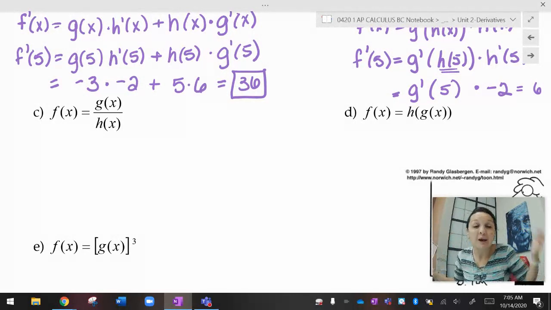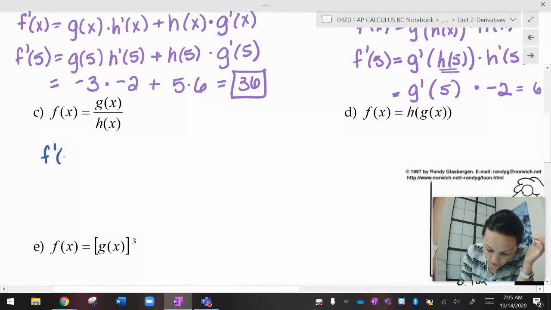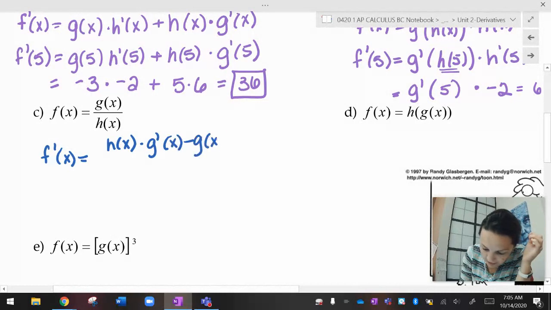And maybe you're back now. So if you paused it and did C and D, okay, now I'm going to go through them, but I'm going to do so a little bit quickly. So C requires the quotient rule: low d high minus high d low, all over low times low.